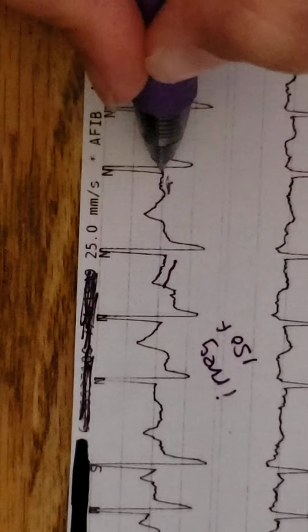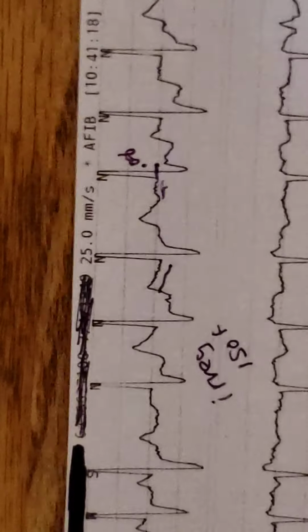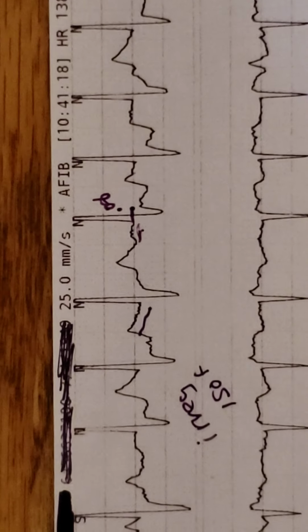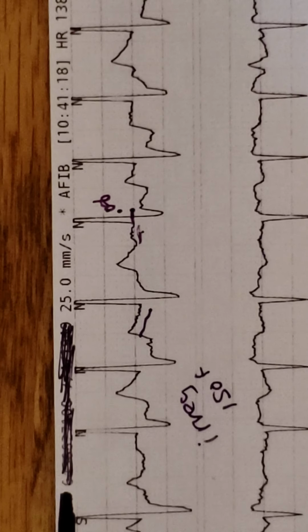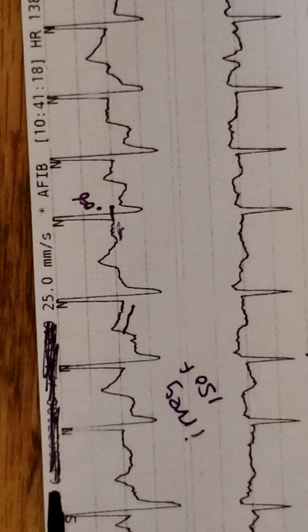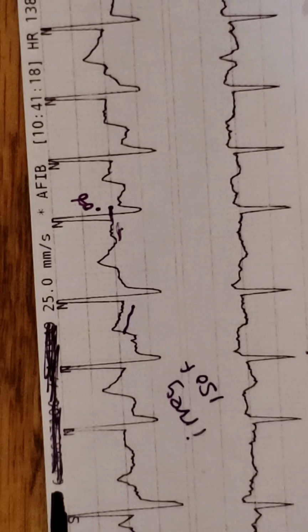Looking at this one, I've got 0.4, 0.08. So I have 0.08 for the QRS complex there. So I know that I have a normal QRS complex, so it can't be a ventricular arrhythmia. I know it is an arrhythmia because it's irregular. I know it's fast.